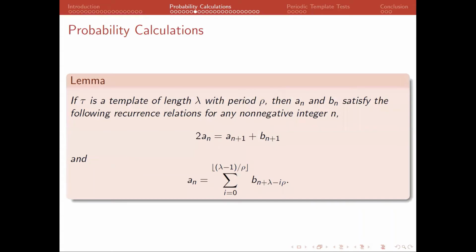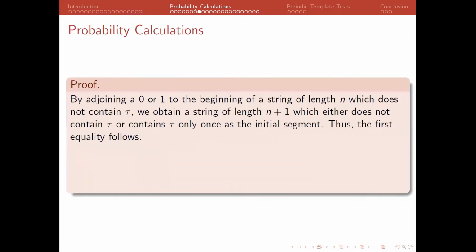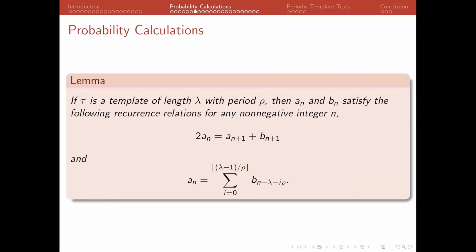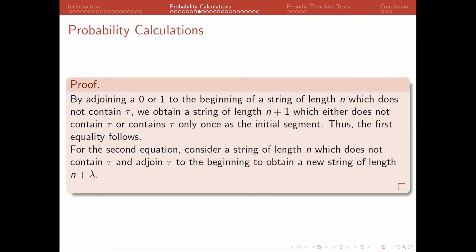So we have a very simple lemma, and the proof is also straightforward. For example, 2a_n is equal to a_{n+1} plus b_{n+1}, and we have the below formulation. Actually, as I said, if you add 0 or 1 to the beginning of the sequence, either it still does not have any template, or it contains the template, but only in the first place. Therefore, as a result, the first one, 2a_n equal to a_{n+1} plus b_{n+1}, follows.